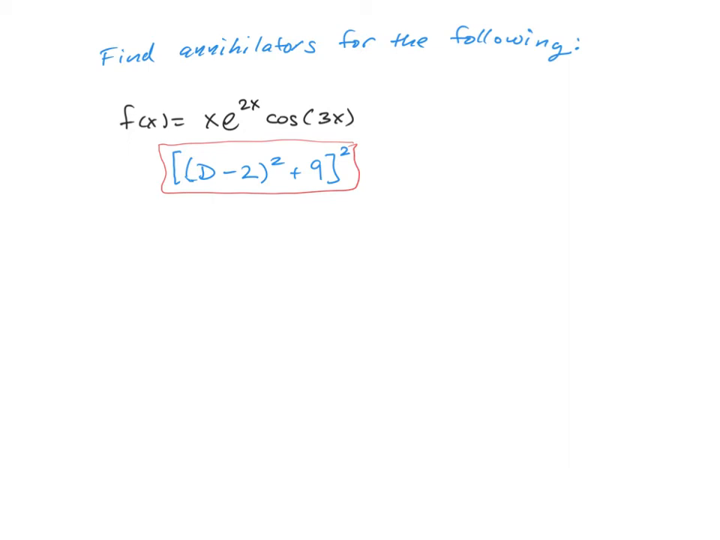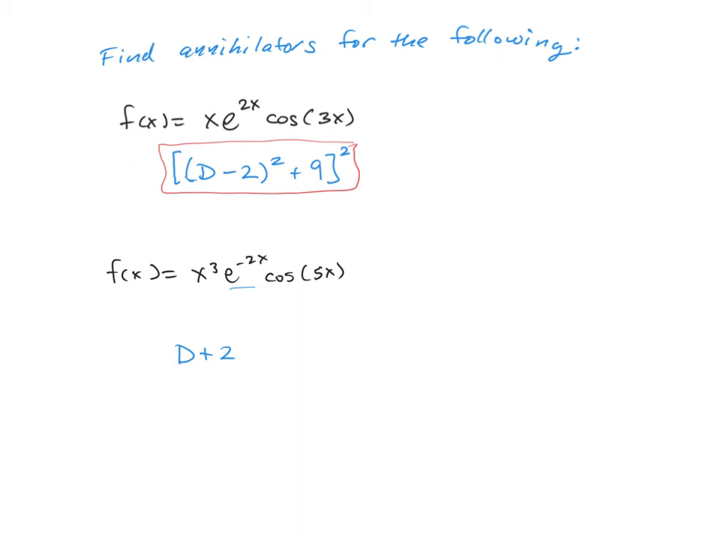For the next and last example of finding annihilators, let's take a look at f of x is equal to x cubed e to the negative 2x times the cosine of 5x. And once again, you really want to think about these problems in reverse as you solve them. The easiest part to tackle is the exponential part. So the e to the negative 2x, that would be a D plus 2. That would be the annihilator for that.